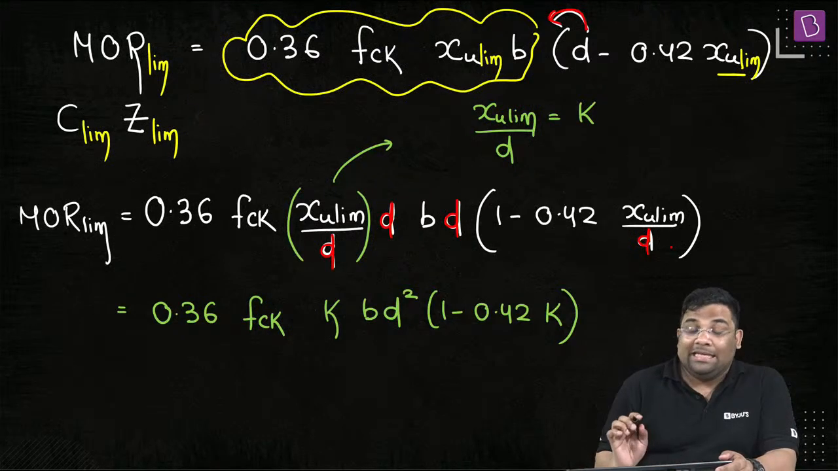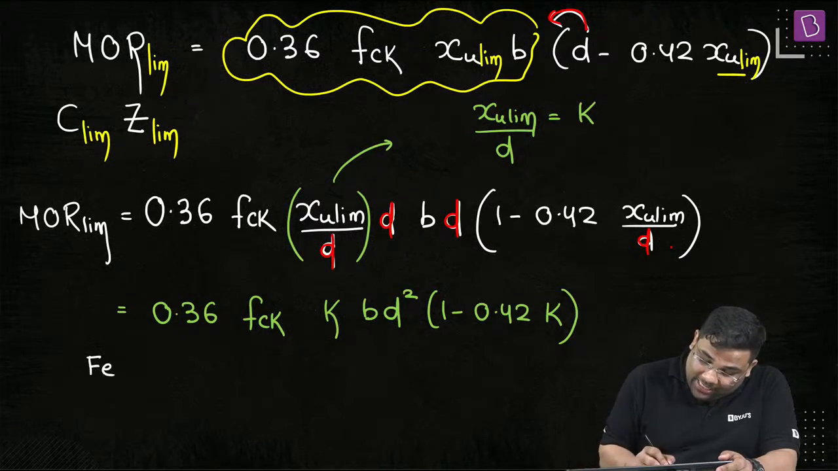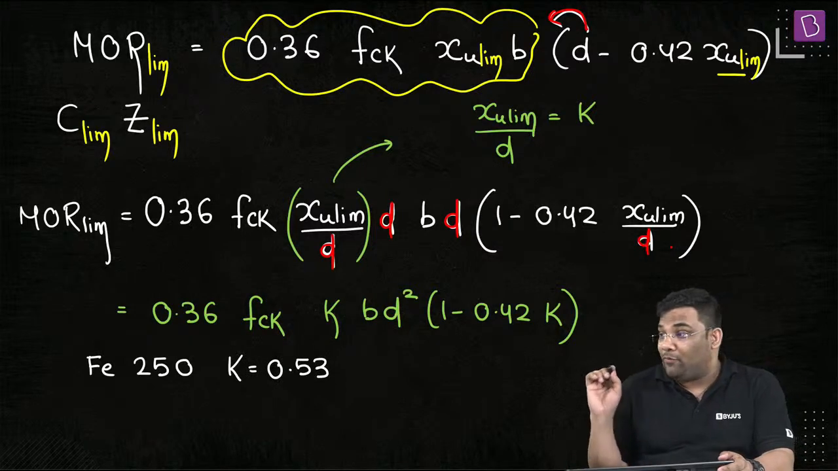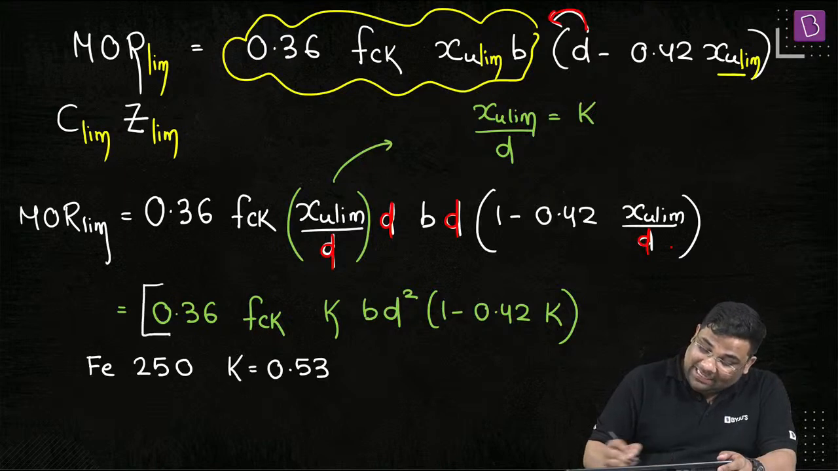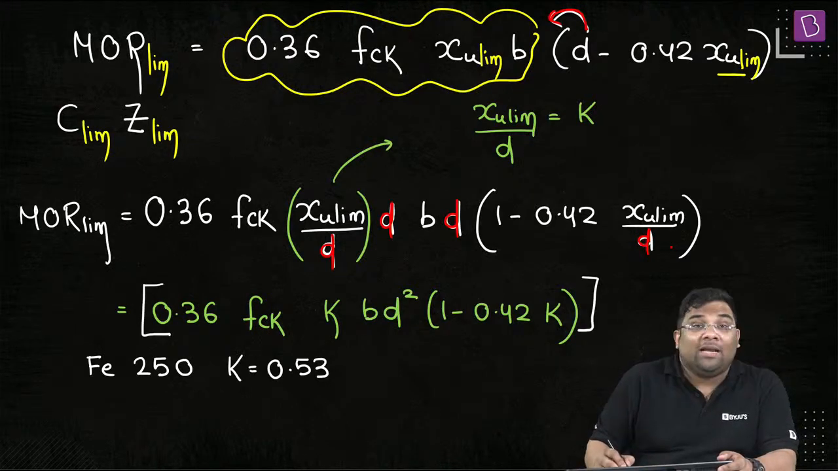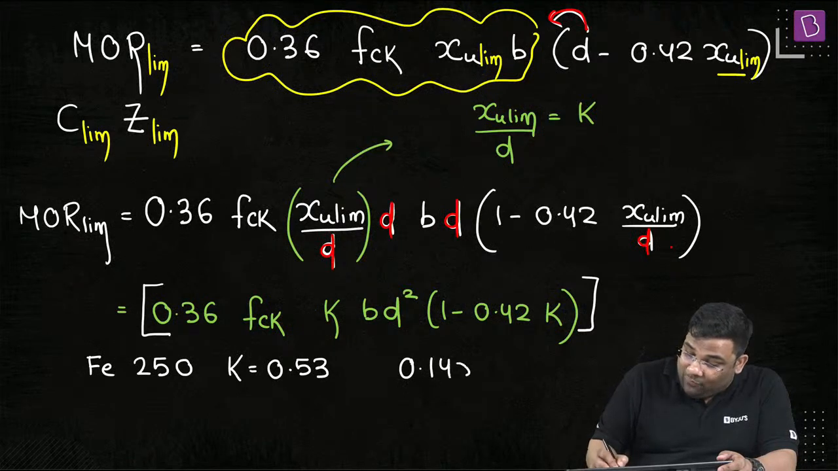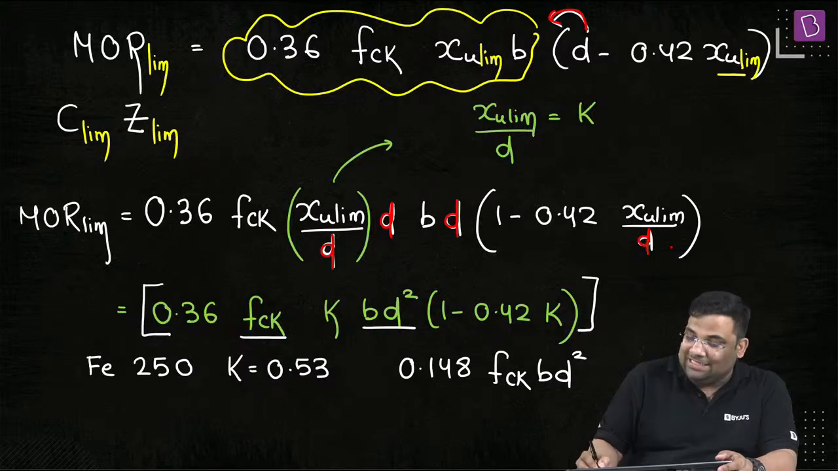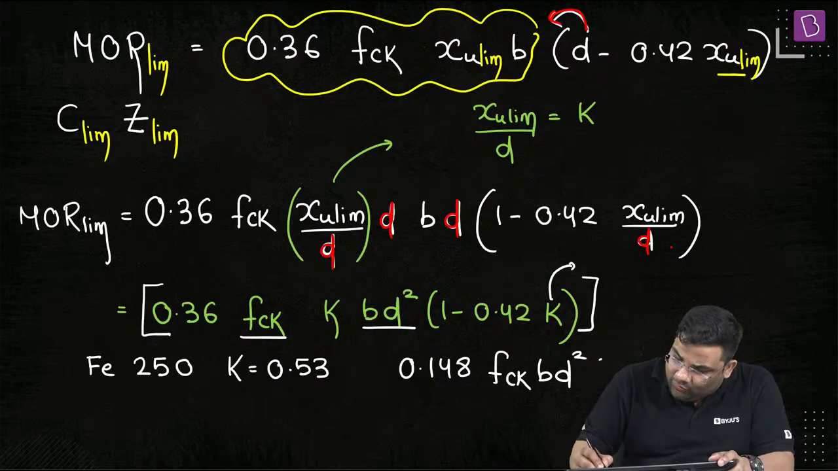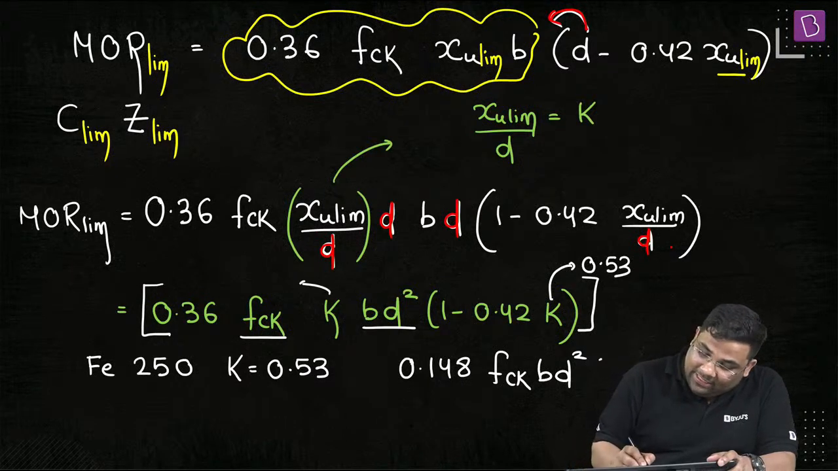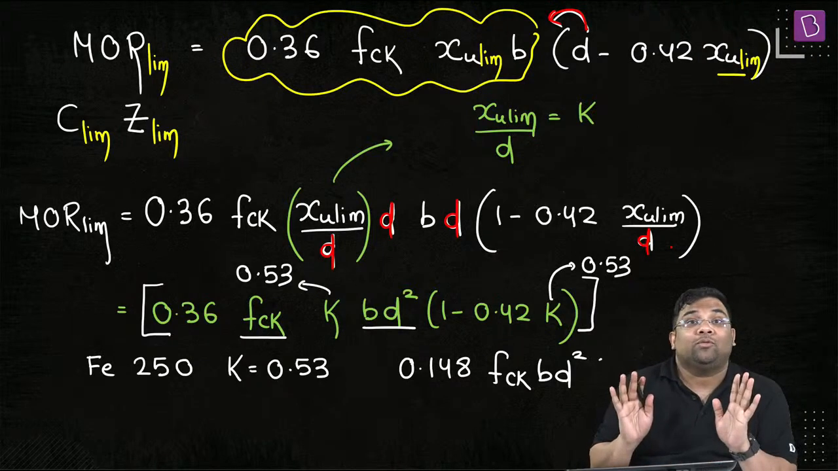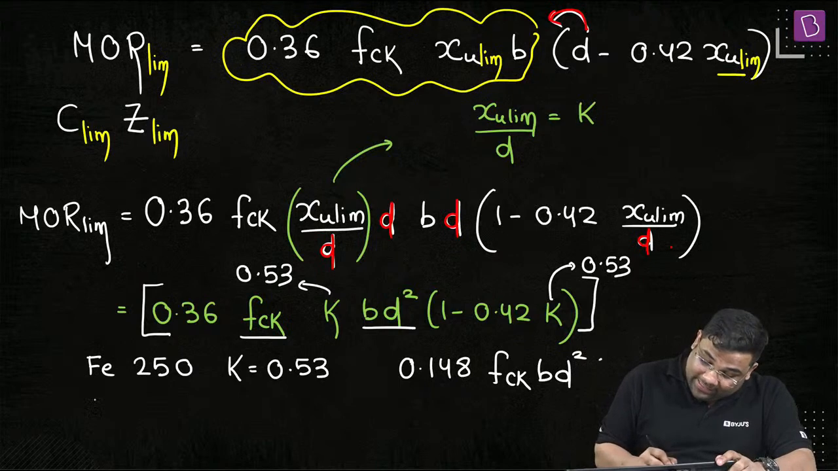Now, in this equation for Fe250, K will be 0.53. When you put the value 0.53, you will get this direct equation for MOR limiting: 0.148 FCK BD square. Easy. Put here K is equal to 0.53, and you will get this equation directly in terms of FCK BD square.